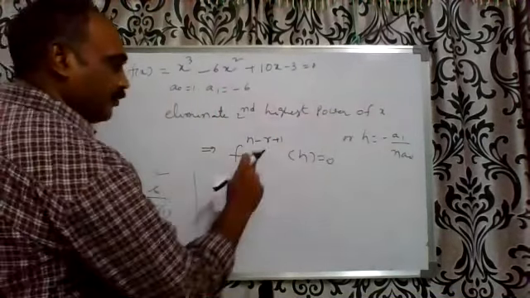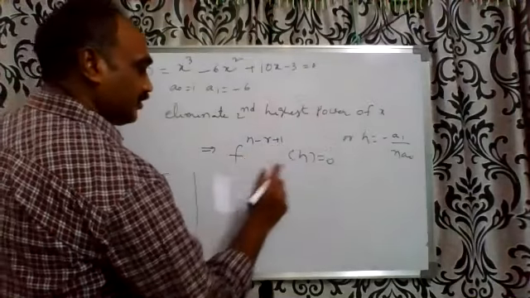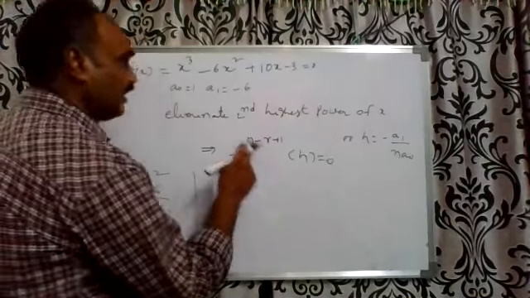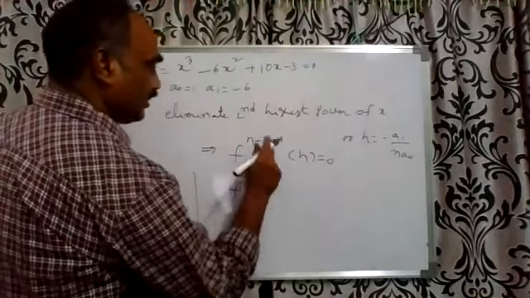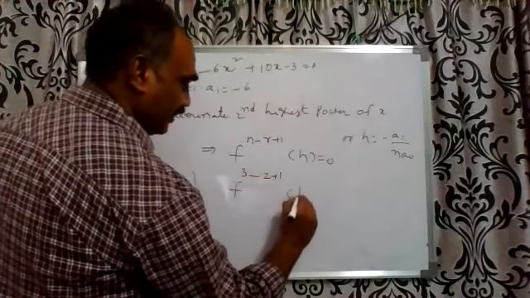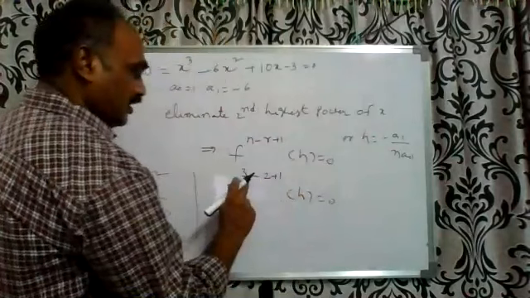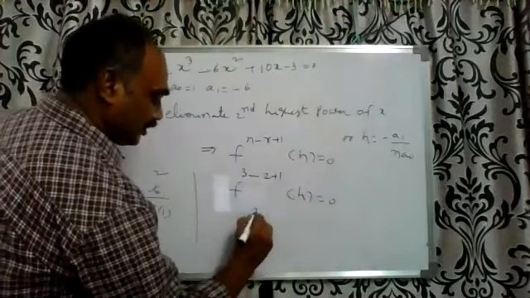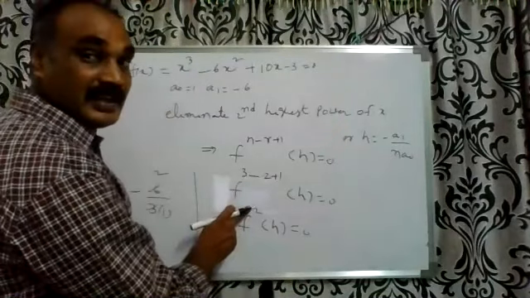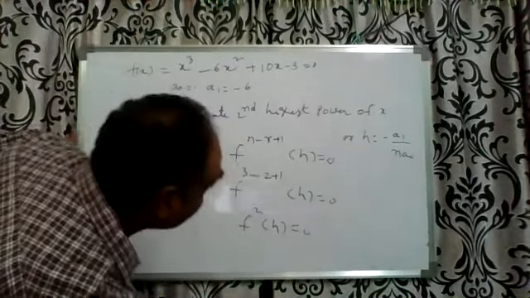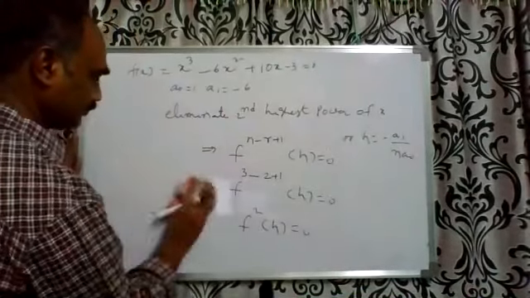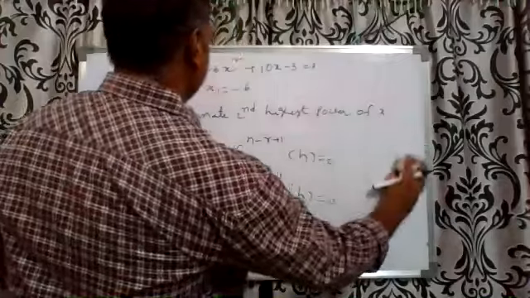Or use this formula: f power n minus r plus 1 of h is equal to 0. n is equal to 3, r is the second highest power, r is equal to 2, plus 1. 3 plus 1 is 4, 4 minus 2 is 2, f square of h. So f square of h means the second derivative is equal to 0.